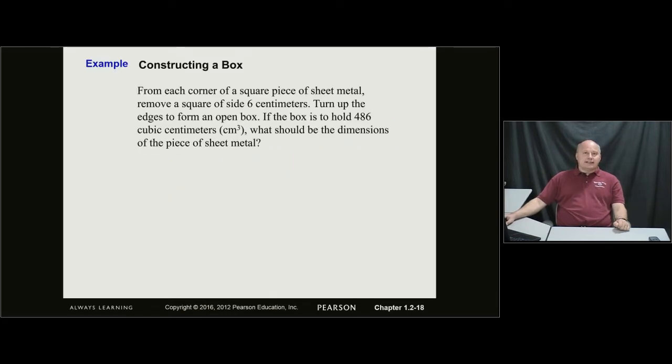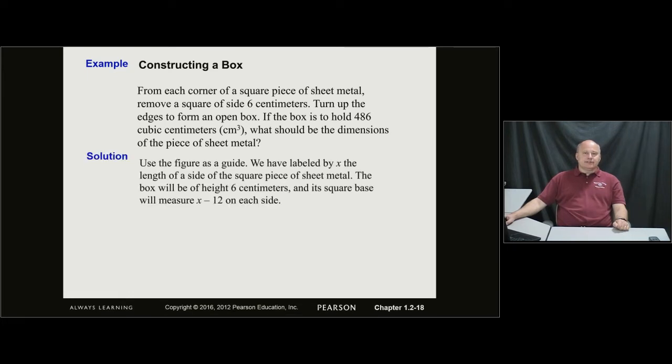All right, so this is an example we're going to look at. We're going to construct a box from each corner of a square piece of sheet metal. Now, what is a square piece of sheet metal? That square means it's the same on both sides. You're going to remove a square of 6 centimeters and then turn the edges up to form an open box. If the box is to hold 486 cubic centimeters, what should the dimensions of the piece of sheet metal be?